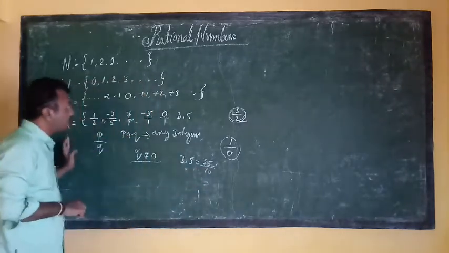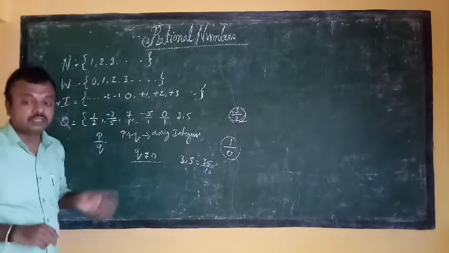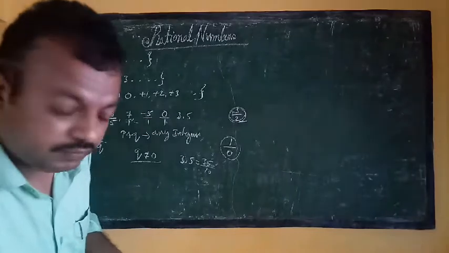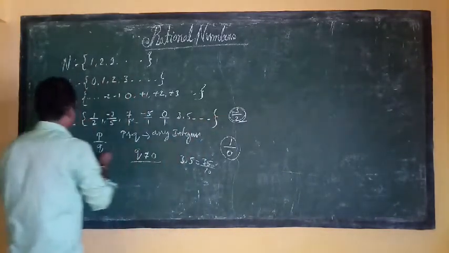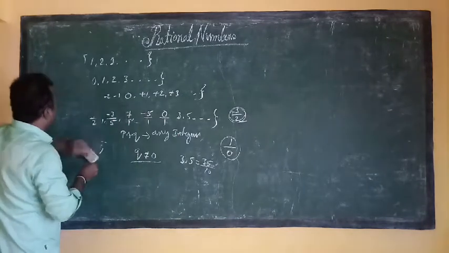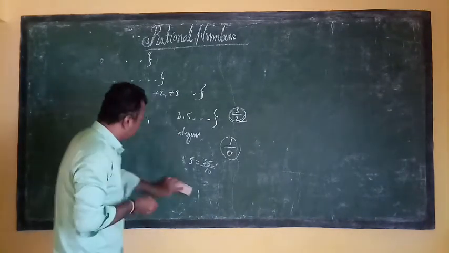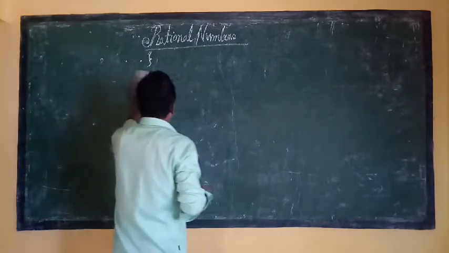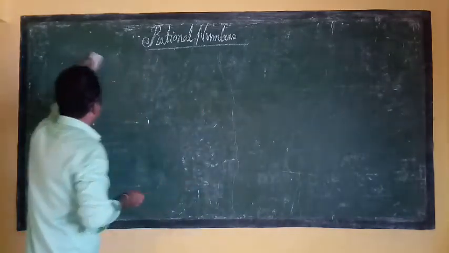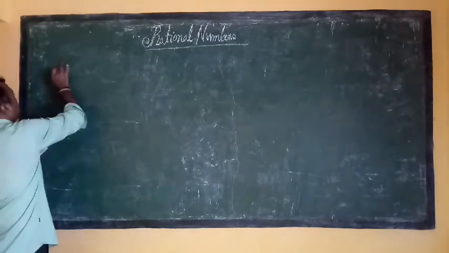Understand? So like this we are discussing. Understood? So shall we go to the next concept? Yes. These are the basic points of this chapter. So next one, what? Properties, properties of rational numbers.